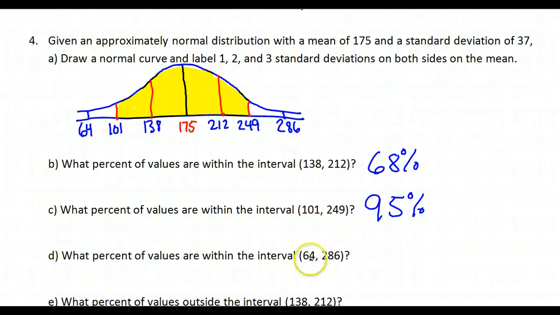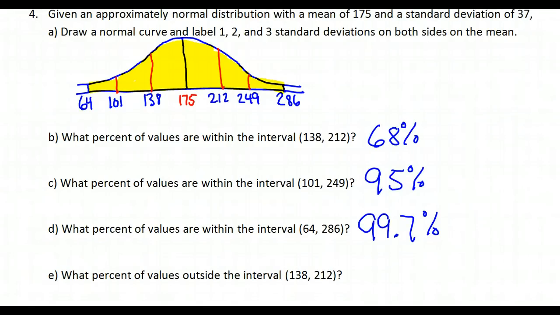And what about the interval from 64 to 286? Well, that's just going to take us out that last bit of the way. So now that's 3 standard deviations, so that's going to take us up to our 99.7%. So that's just the stuff that we memorized. Hopefully you got that. Well, what else could they ask us?